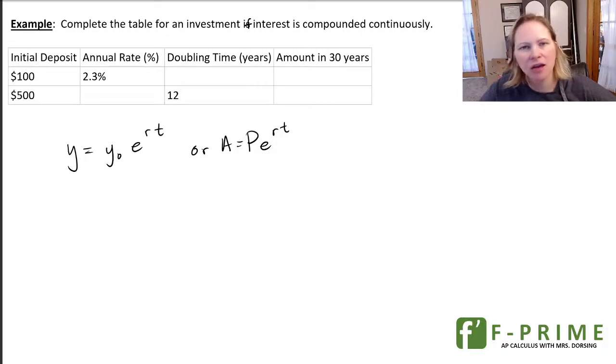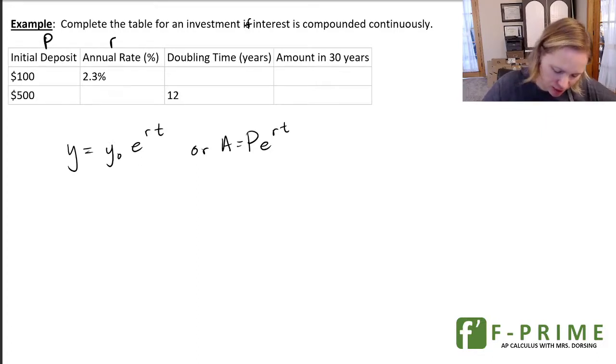Oftentimes we'll say A, where A is your new amount, P is your principal, that's what you start with, and then r is your percentage. So this is r, this is your principal amount, and then it tells you some other information. So let's fill out the first one here, and we'll get our graphing calculator out, but let's do a little bit of setup here.